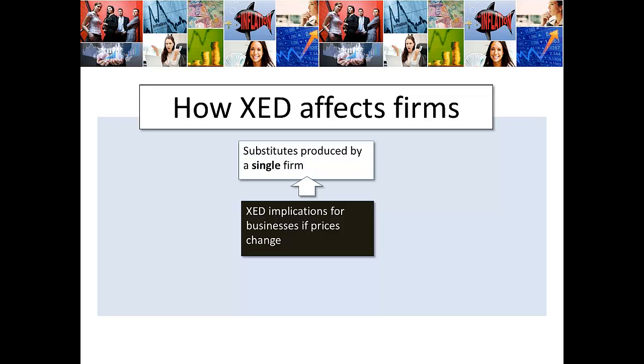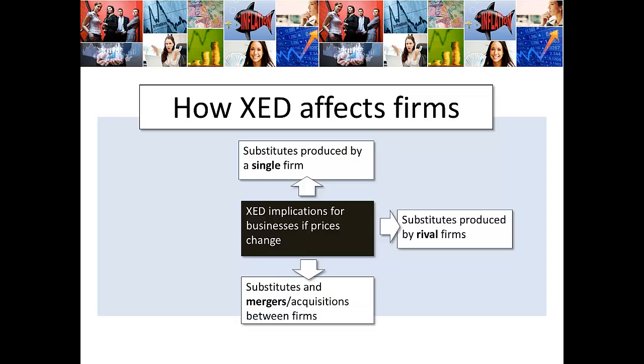Cross-price elasticity of demand and how it affects firms. Now, substitutes produced by a single firm. So for example, a car manufacturer may produce two different models of car. Now if they drop the price of one, they really want to know how it's going to affect the demand for the other car, the other model.